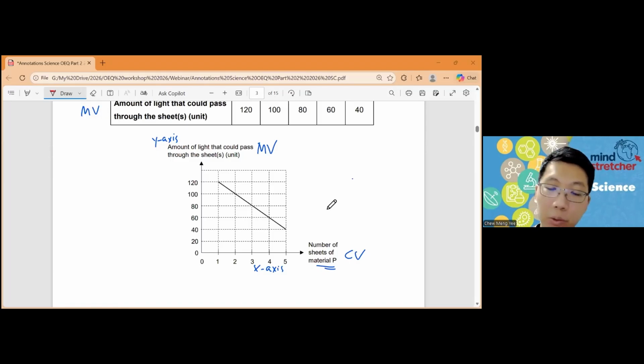Because the question will give you information, right? Like what they are going to change and what they record or measure. Usually this is a scientific convention basically, but sometimes they don't follow the convention so strictly. But I would say most of the time would be like this. All right, let's move on.